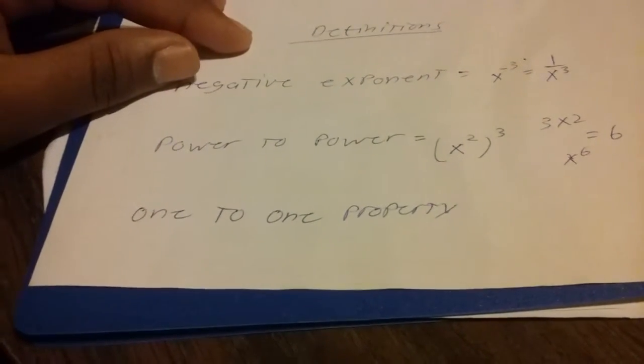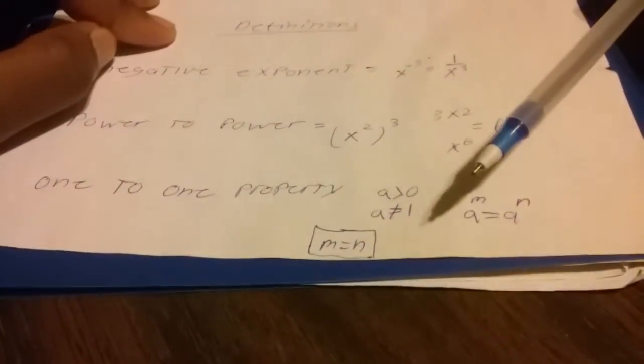The one-to-one property. The one-to-one property states that if a is greater than 0 and a does not equal 1, and a to the m is equal to a to the n, then m and n must be equal to each other. This is the one-to-one property, and this is used in exponential equations. And this is how we're going to solve this equation.